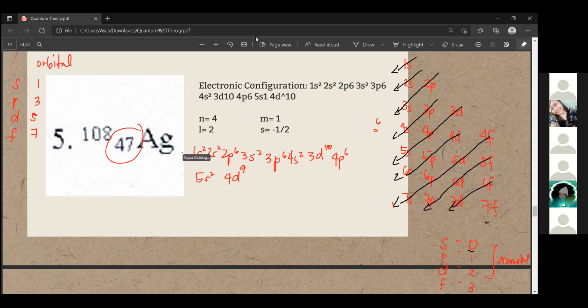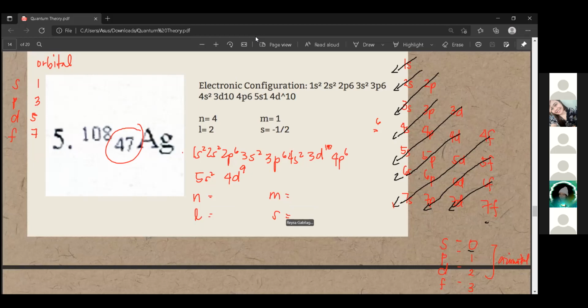Okay? So again, 1s2, 2s2, 2p6, 3s2, 3p6, 4s2, 3d10, 4p6, 5s2, and lastly, we have 4d9. Okay? Now, looking at that, we will be predicting the quantum numbers here.